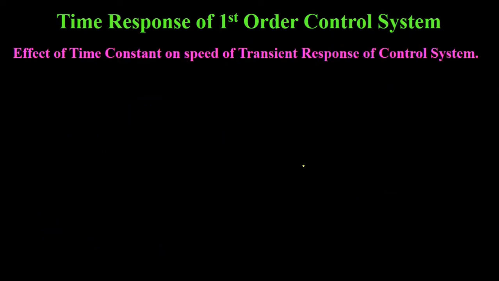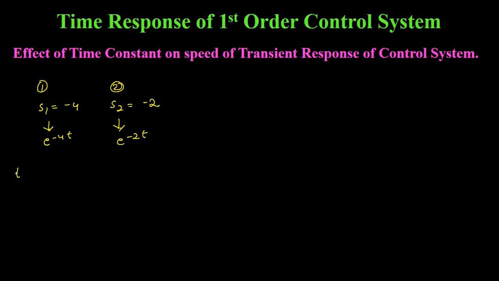Next is the effect of time constant on the speed of transient response of a control system. Now let us consider two systems: the first system with closed loop pole at s1 equal to minus 4, and the second system with closed loop pole at s2 equal to minus 2. So the first system will have an e to the power minus 4t term in the output, and the second system will have an e to the power minus 2t term in the output.